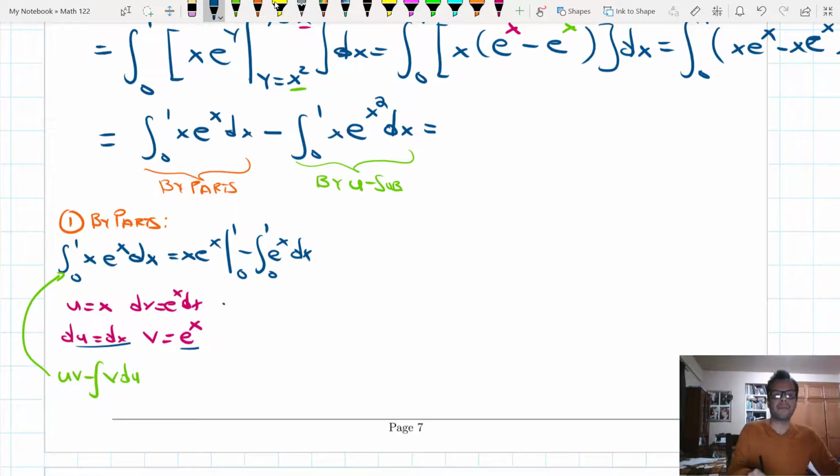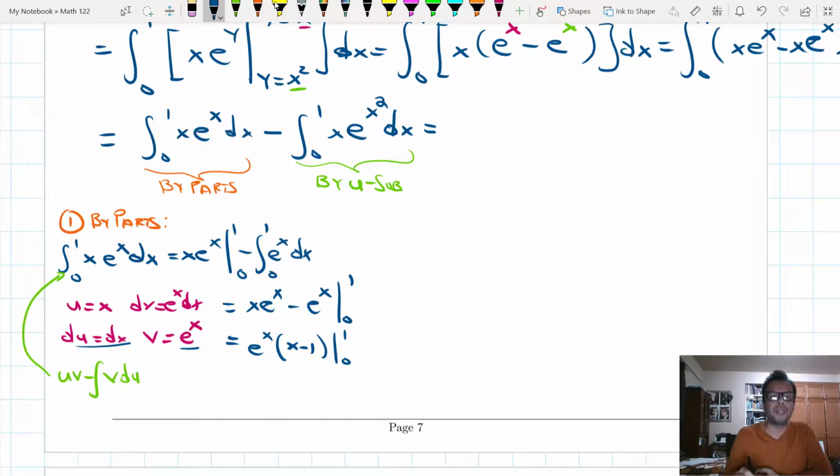All right. This is going to be x e to the x minus the integral of e to the x, which is just e to the x, right? The whole thing evaluated from 0 to 1. All right, now to make things easier, you might want to factor the e to the x. I'll show you. Okay, and then evaluate that from 0 to 1.